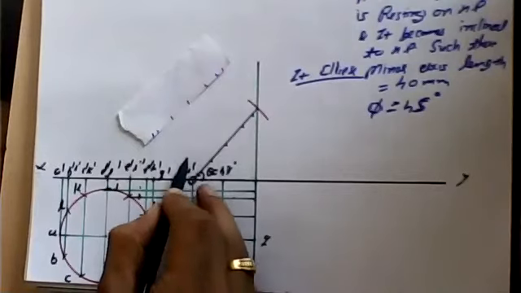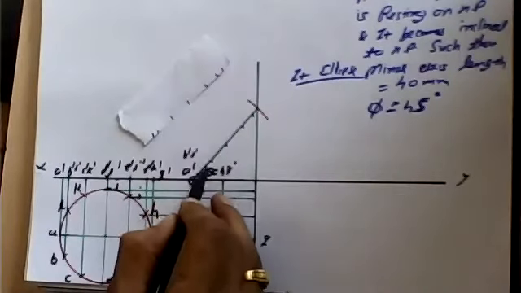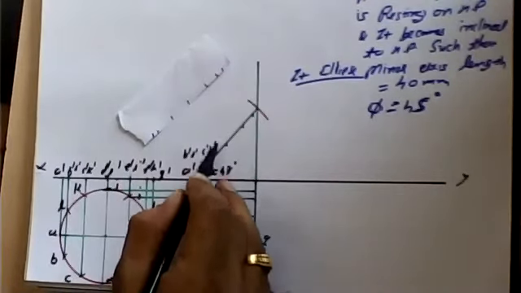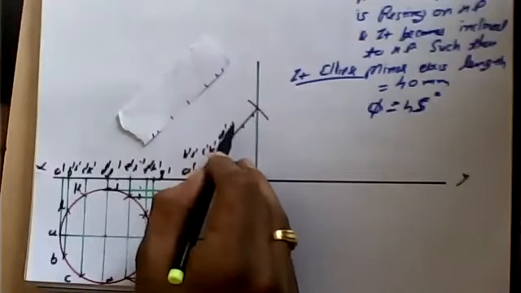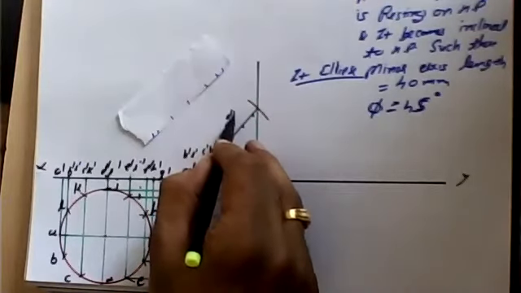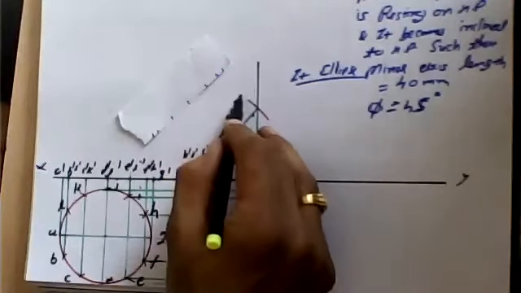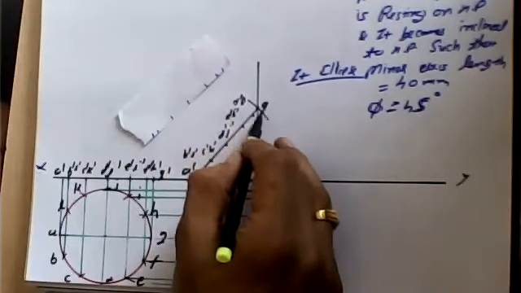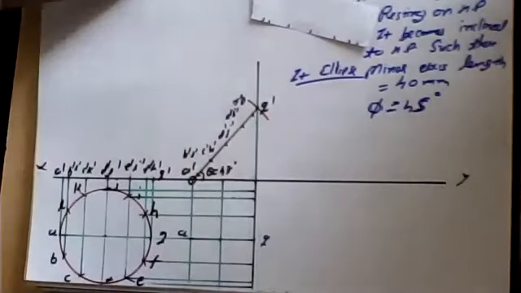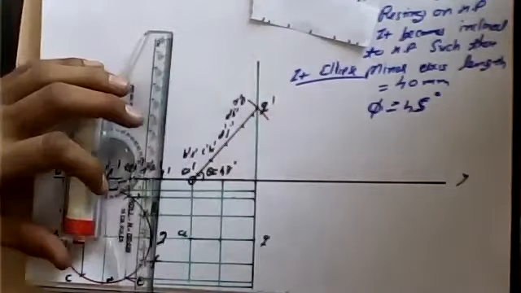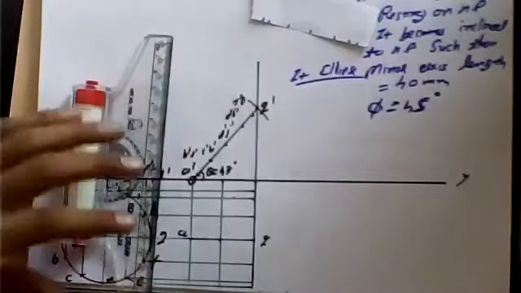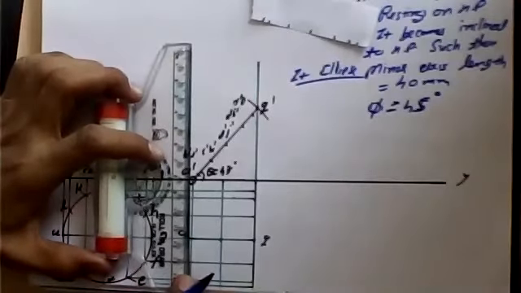So over here I'll have B dash L dash. Over here I'll have C dash K dash. Over here I'll have D dash J dash. Here A dash I dash. Here F dash H dash, and here we'll be finding G dash. And transfer all those point projections down. You will be finding some intersection positions.